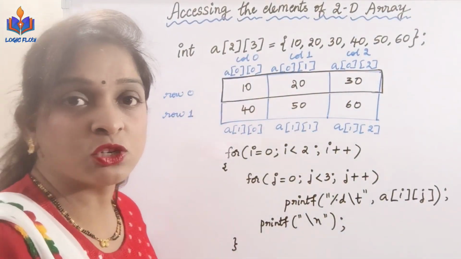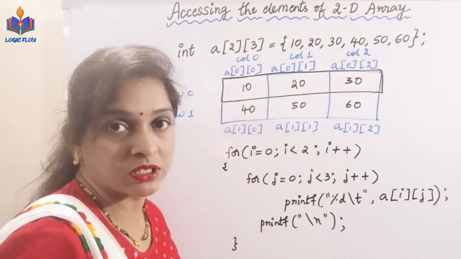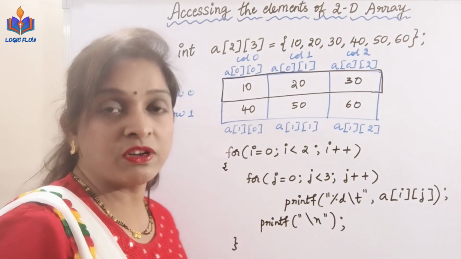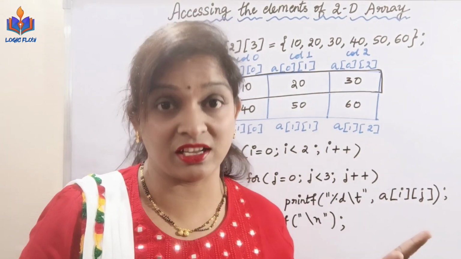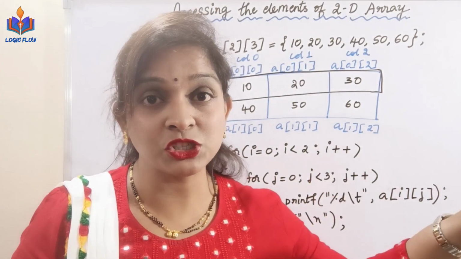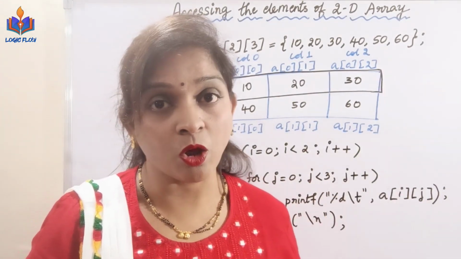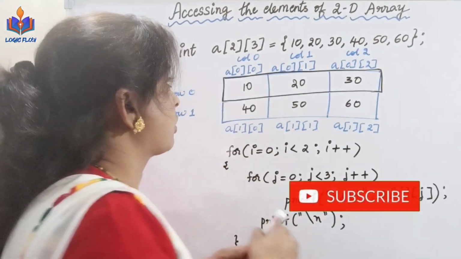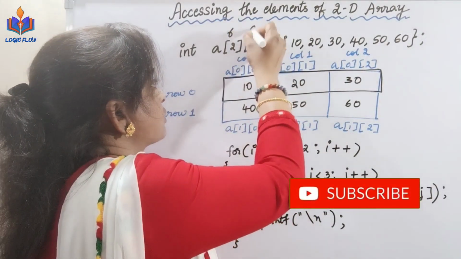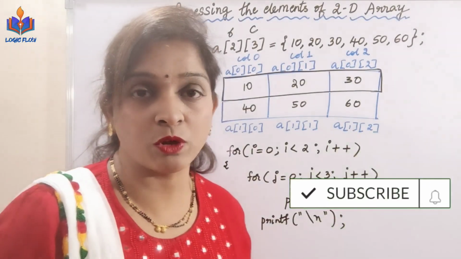So here I need to take care of two index values. In a one-dimensional array, we take care of only one index value. But here I need to take care of two indexes. One represents the row, the other represents the column. The first index always represents the row, and the second is always the column. So that we all know.